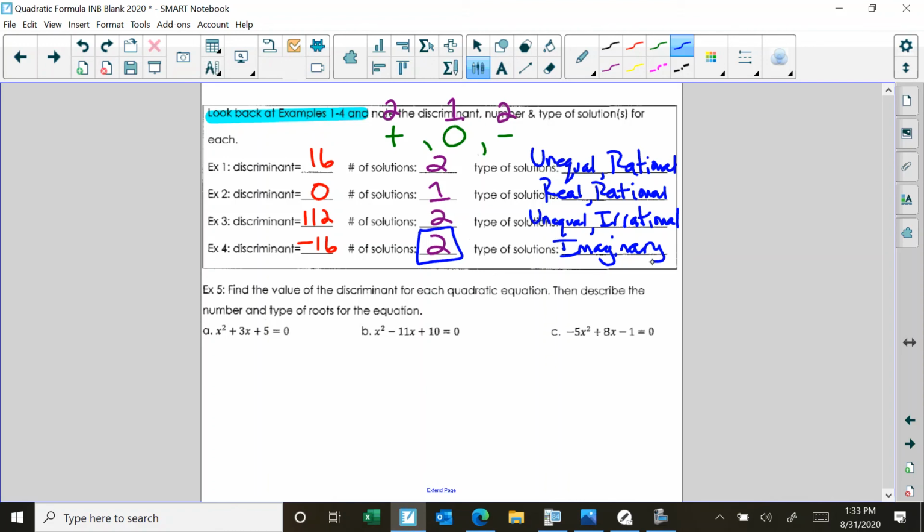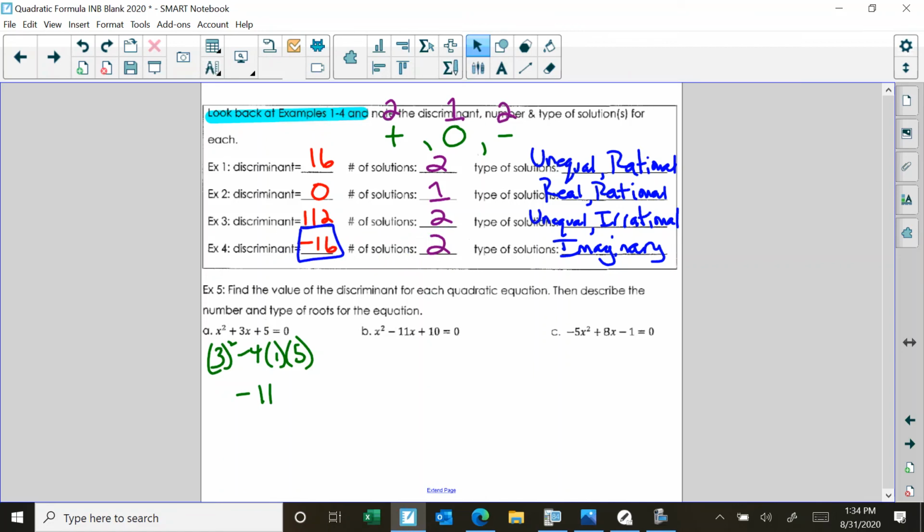All right, so let's take a look at these last three examples. We'll calculate these real quick. B squared minus 4AC is 3 squared minus 4 times 1 times 5. And that calculates to be negative 11. So our discriminant is negative 11. So how does that match up? That is a negative answer. Therefore, has two imaginary solutions.